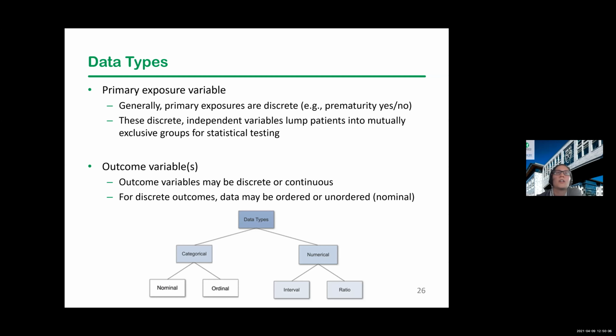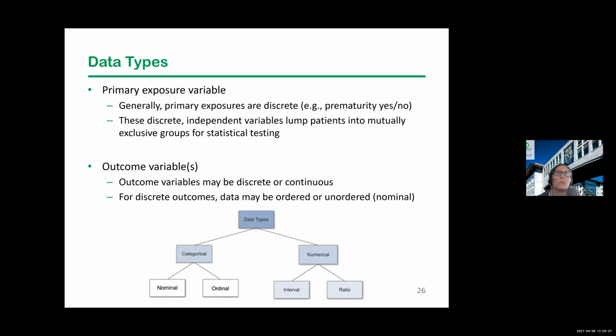So again, it's important to have clean data because we can then look at the data types and define these data types, which will later inform the analysis that we choose to do. So the primary exposure variable is usually a discrete variable, for example, premature, yes or no. And these discrete groups, you want them to be independent and mutually exclusive so we can do the stats test. We don't want overlap. You can have continuous exposures as well, but typically it's discrete groups.